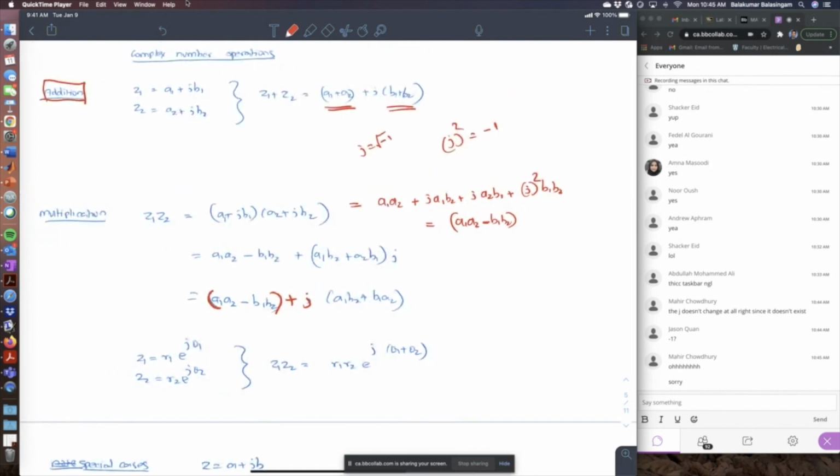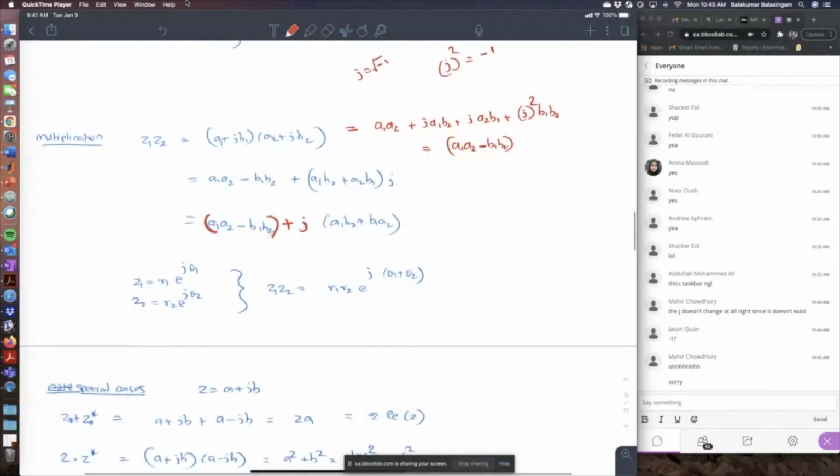And that's multiplication in Cartesian form. Now multiplication in polar form is even a little bit easier. If s1 is R1 e to the power j theta 1 and s2 is R2 e to the power j theta 2, then s1 s2 is R1 R2 times e to the power j (theta 1 plus theta 2). So the angles add and the amplitudes R1 R2 multiply.